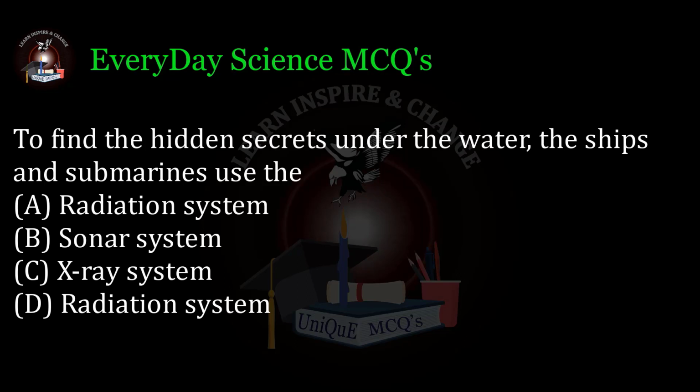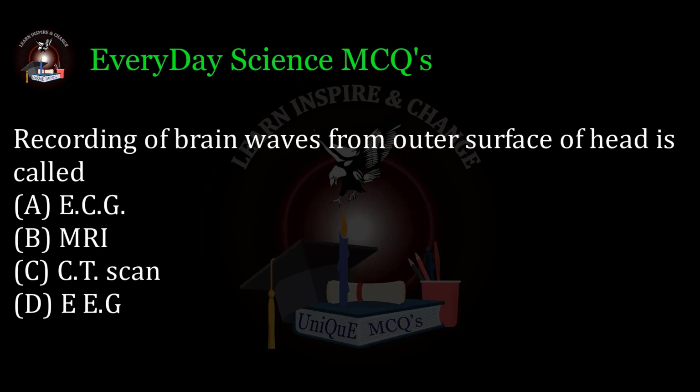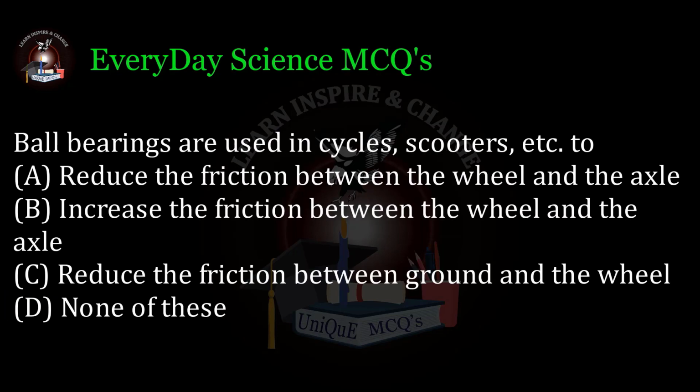C. X-ray system, D. Radiation system. Correct answer B. Recording of brain waves from outer surface of head is called A. ECG, B. MRI, C. CT scan, D. EEG. Correct answer D.